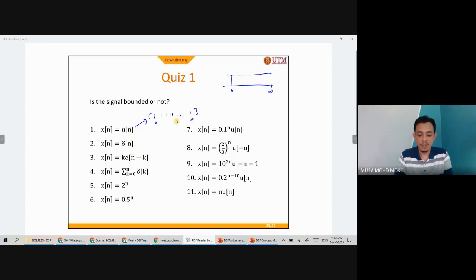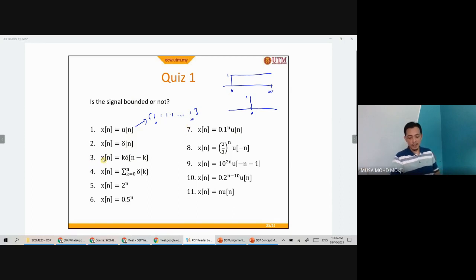Second one, x[n] equals delta[n]. This is an impulse, and an impulse is an even simpler signal because it only has one sample, and that sample value is 1. So obviously this is bounded. This one, you have an infinite number of samples, but all sample values are 1, so there's no infinity value. The infinity is on the x-axis, not the y-axis.